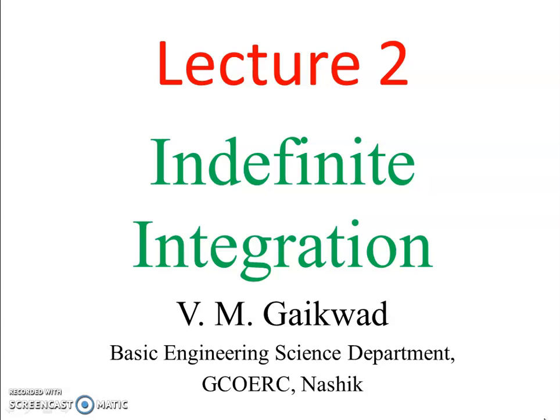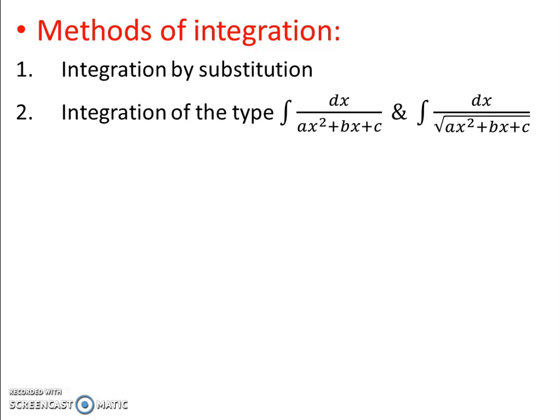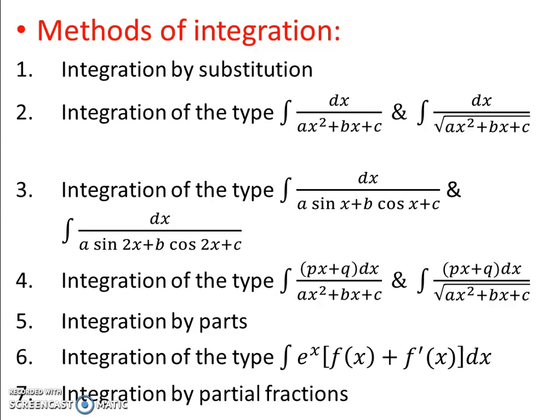In the previous lecture, we have studied different methods of indefinite integration, that is, the basic method of solving indefinite integrations. In this lecture, we are going to study different methods of integration. There are 7 methods we are going to learn. First, integration by substitution, integration of the type integration dx upon ax square plus bx plus c, or integration dx upon square root of ax square plus bx plus c, up to integration by partial fractions.